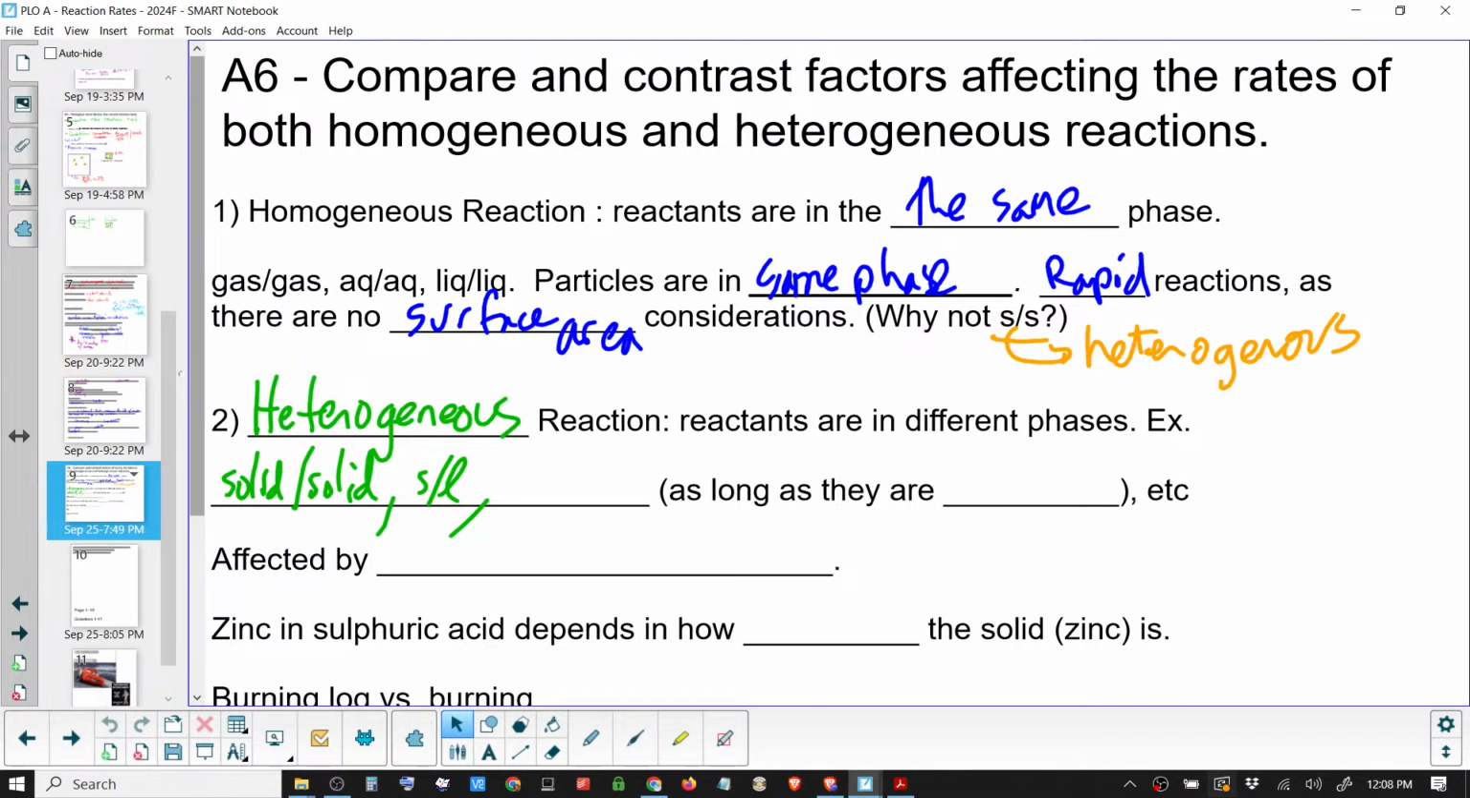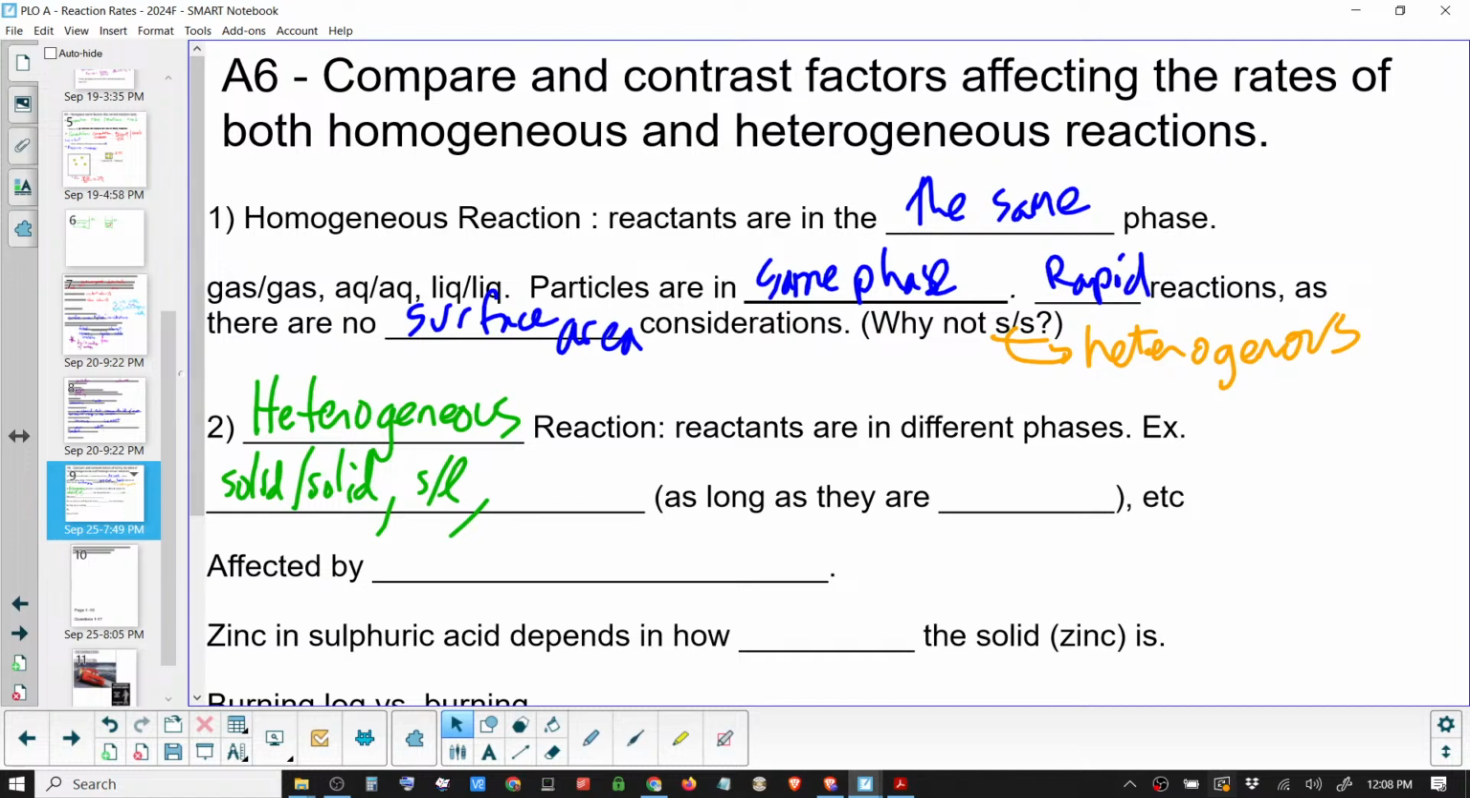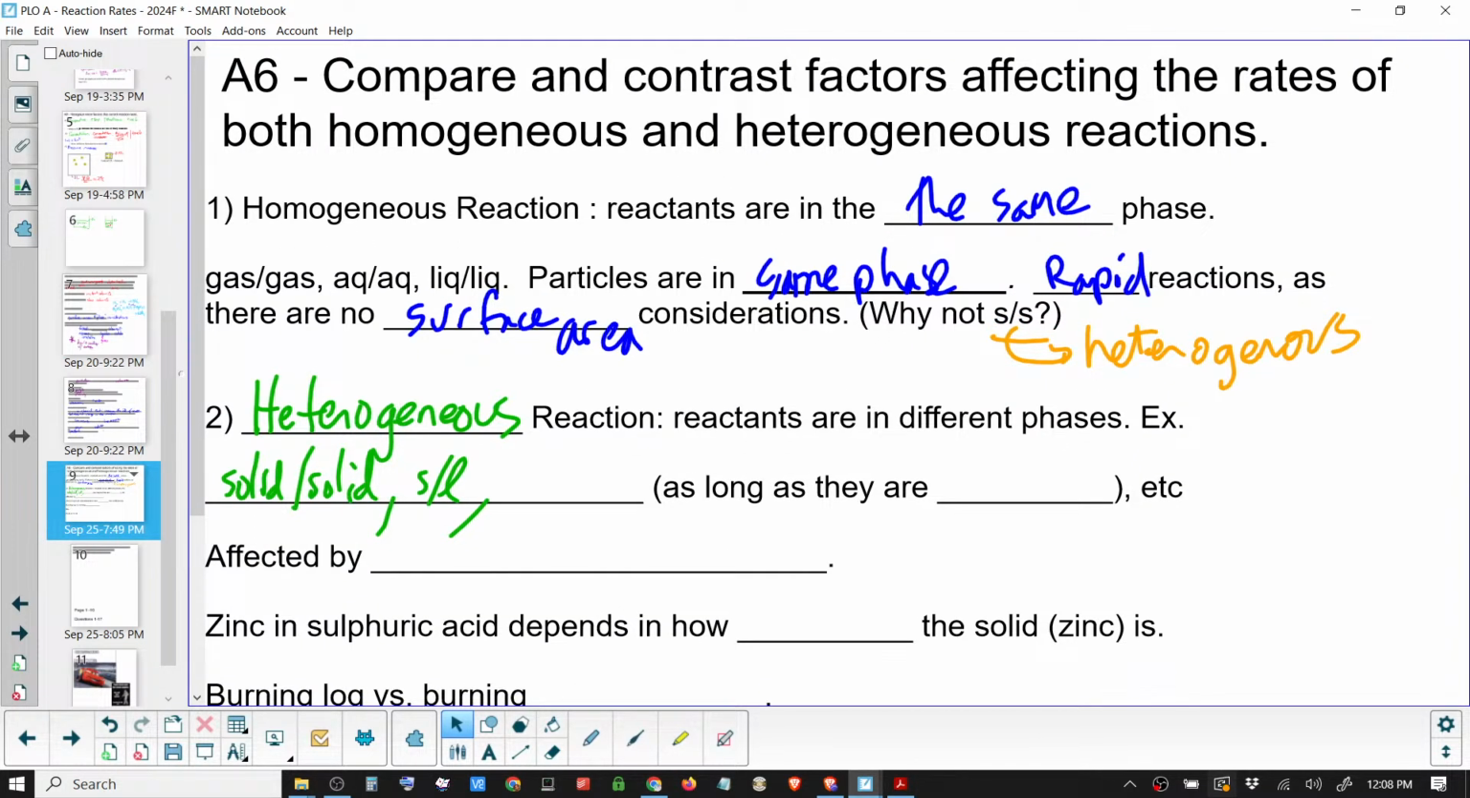What's another example of a heterogeneous reaction? Solid, liquid. Liquid gas. So gas, bubble. Gas, liquid. Wait, yeah. Liquid gas and gas liquid are the same thing. Solid gas.